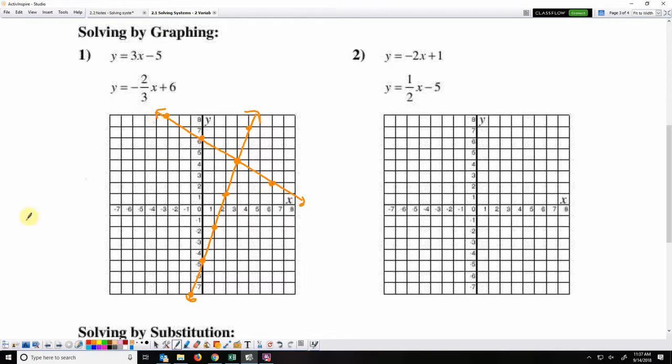When you're solving systems of equations, what you're really doing is finding out where these lines are going to intersect. And these lines intersect right here at the point 3, 4. So the solution is that intersection, 3, 4.